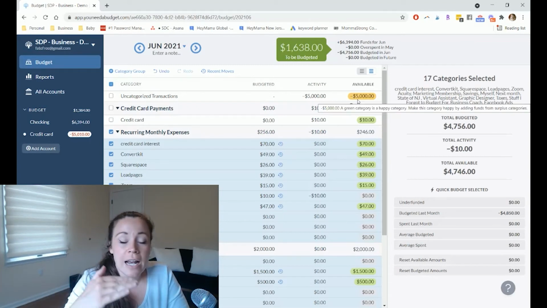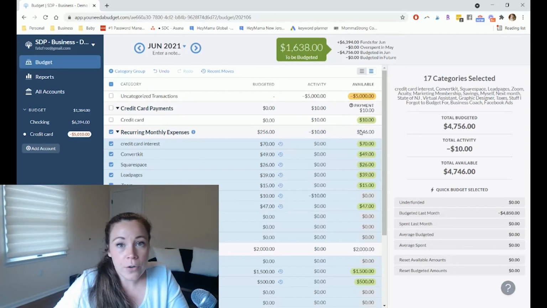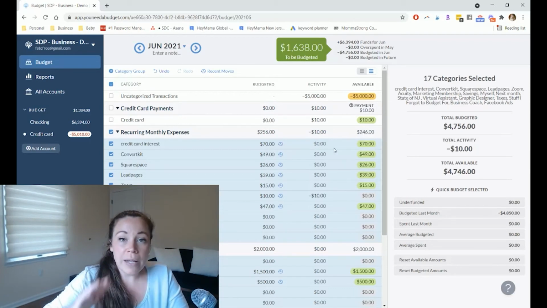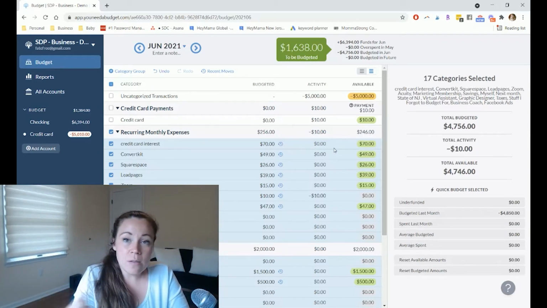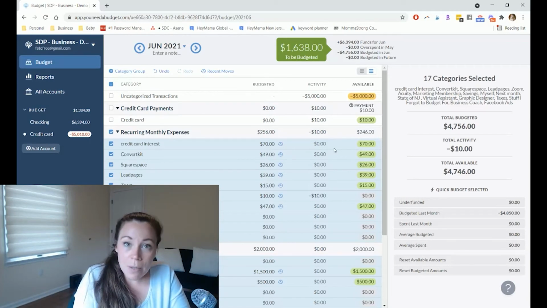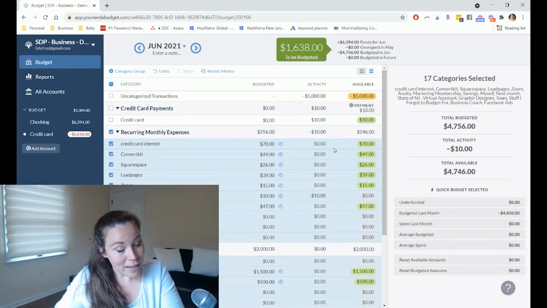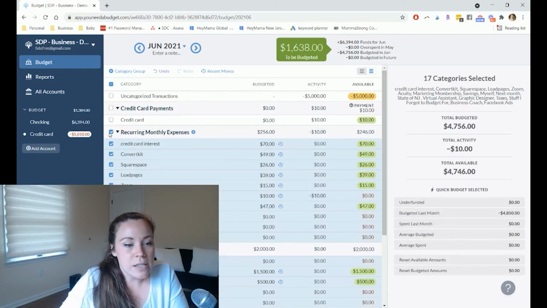If your credit card debt keeps building and you're not sure why, it's probably because you're not allocating for credit card interest in your budget. And it's probably also because you're not understanding how much money you're actually putting on your credit card every single month to bring it down. So if you're spending on your credit card and then you pay the minimum, obviously that's going to keep on going on your credit card. You're not going to pay that balance down.